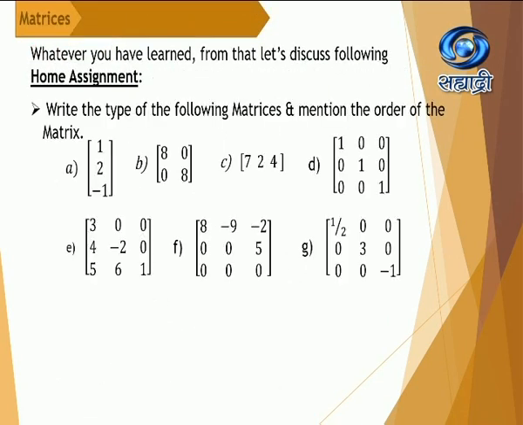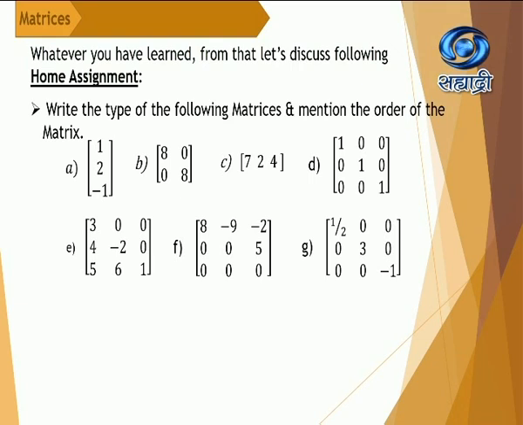Whatever we have learned from that, let's discuss the following home assignment. Write the type of the following matrices and mention the order of the matrix. Here are some examples. Easily you can get the order and type of the matrix. So in the first case, there is only one column. That means it's a column matrix and the order is 3 cross 1.